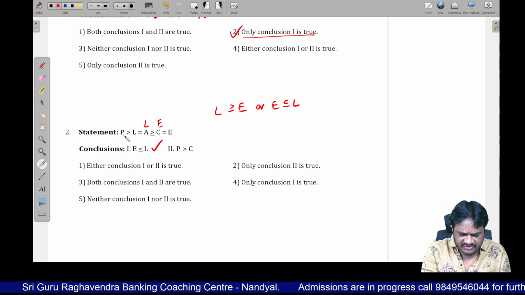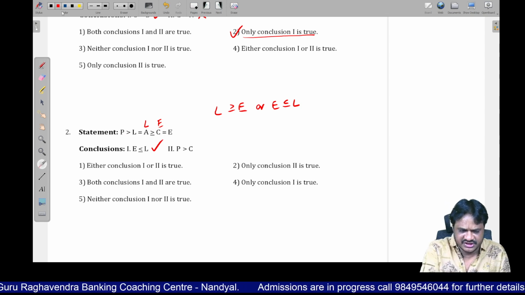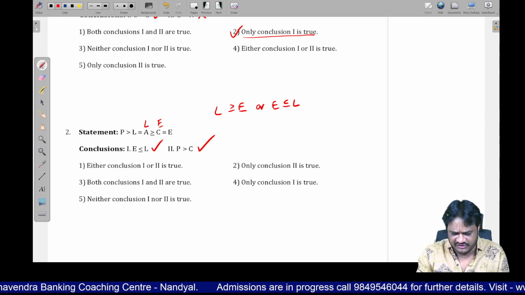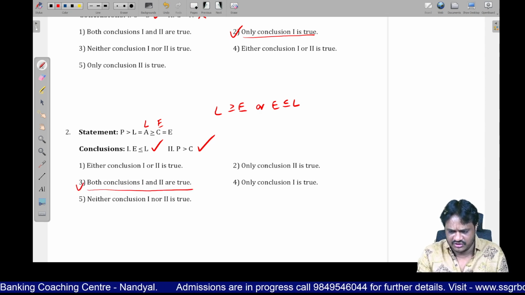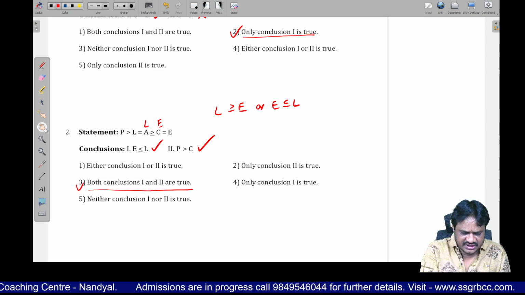What about the second one? From P to C the symbol is greater. Therefore, the second one also definitely follows. Both 1 and 2. Let us see the third question.